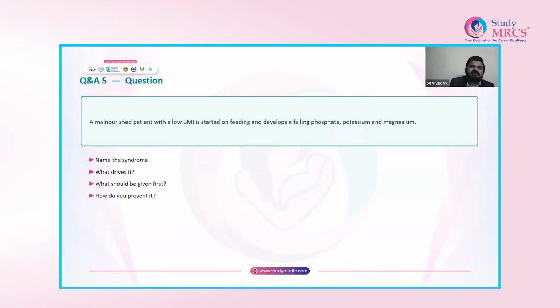Question 5: a malnourished patient with low BMI is started on feeding and develops falling phosphate, potassium and magnesium. Name the syndrome, what drives it, what should be given first, and how do you prevent it?